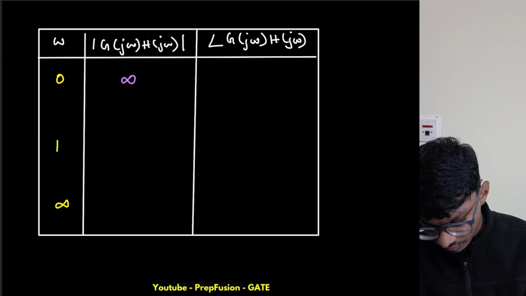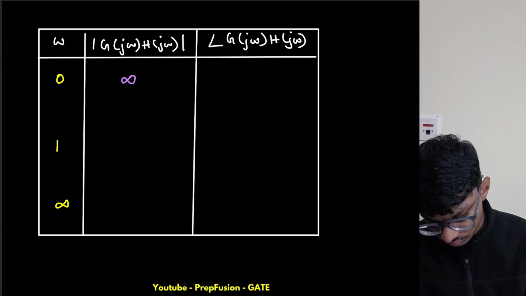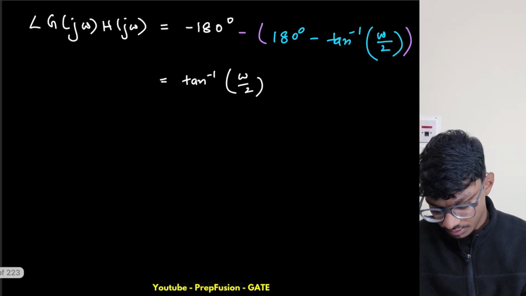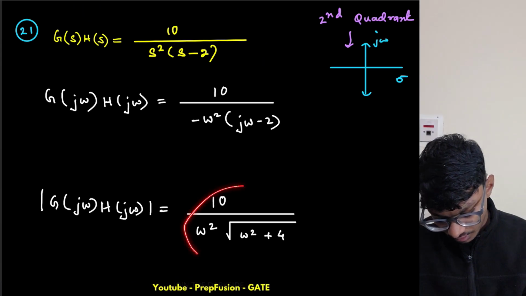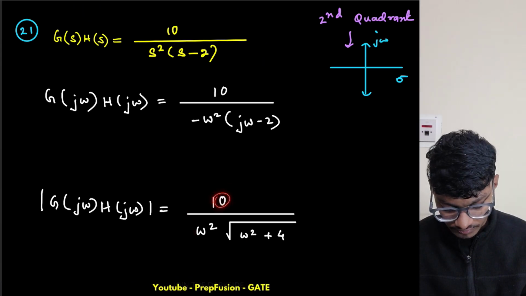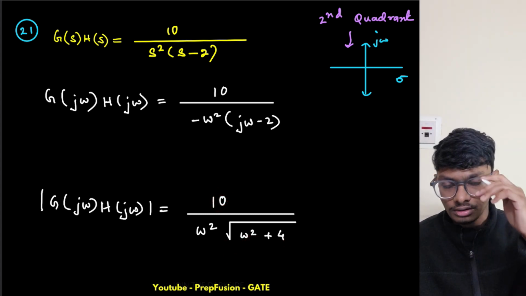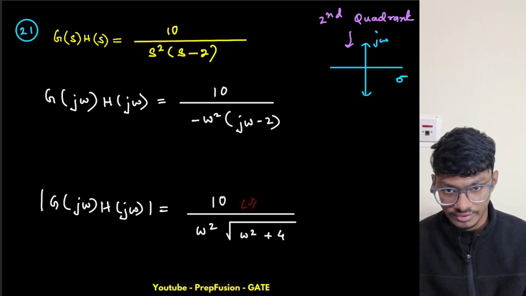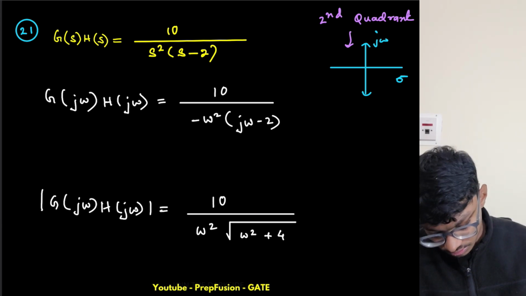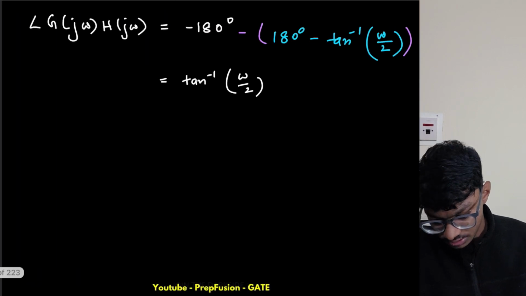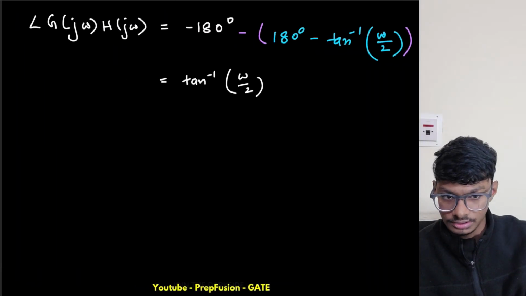So yeah, angle is obviously 0. So what is the magnitude at omega equals 1? If I put omega equals 1, this is 10 divided by 1 plus 4, which is under root 5. So it is basically 10 by under root 5, which is 2 times under root 5, right? Let me just calculate this one.